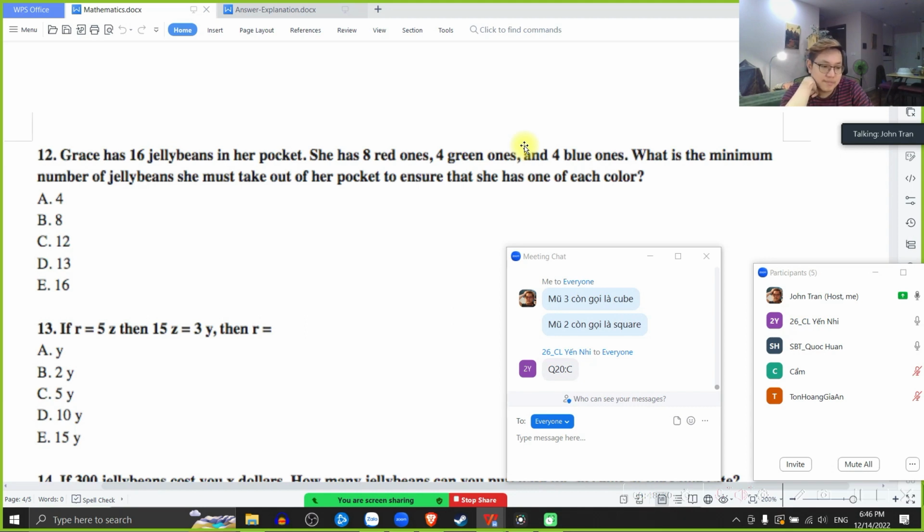It could be because it's just simple like 16 minus 3. You want to take 3 out that has each color, so 13.